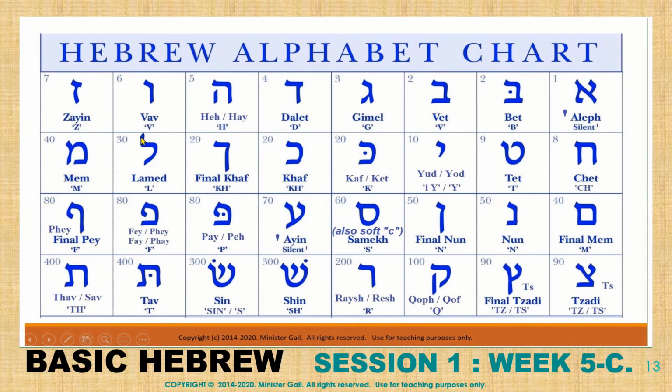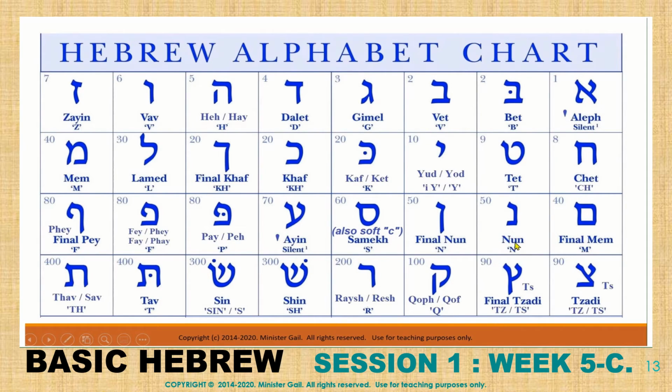Lamed, the shepherd's crook, or the treble clef on the piano. Lamed, L. Mem, M for water. Final mem, or sofit mem. It will be squared off at a 90-degree angle at the bottom, and that will always be at the end of a word, like mayim for water.